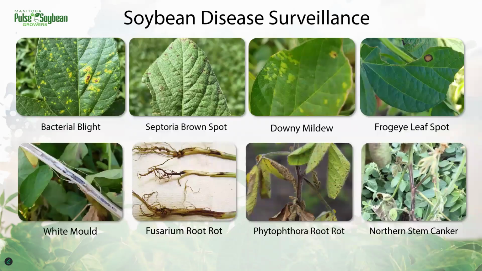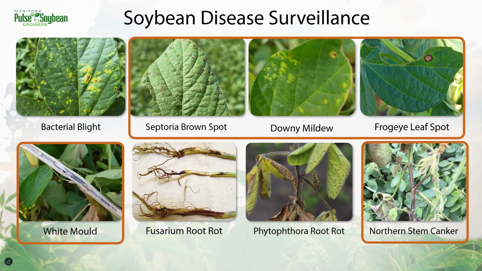Firstly, I'd like to provide some background on different diseases that are infecting our soybean crops in Manitoba. Annually, Manitoba Pulse and Soybean Growers agronomists, Manitoba Agriculture, and Ag Canada staff survey soybean fields for diseases during reproductive growth stages in August. Common diseases that we are seeing in soybeans are bacterial blight, Septoria brown spot, downy mildew, frogeye leaf spot, white mold, Fusarium root rot, Phytophthora root rot, and northern stem canker.